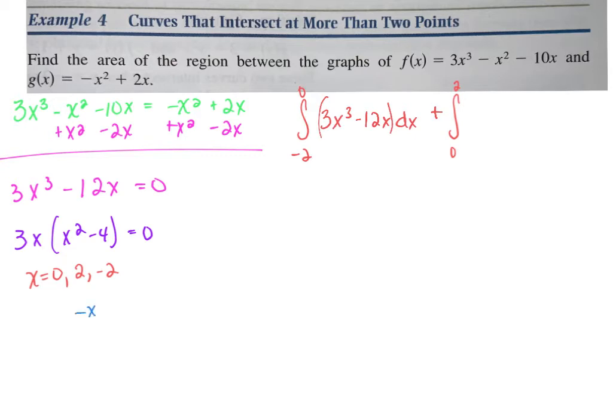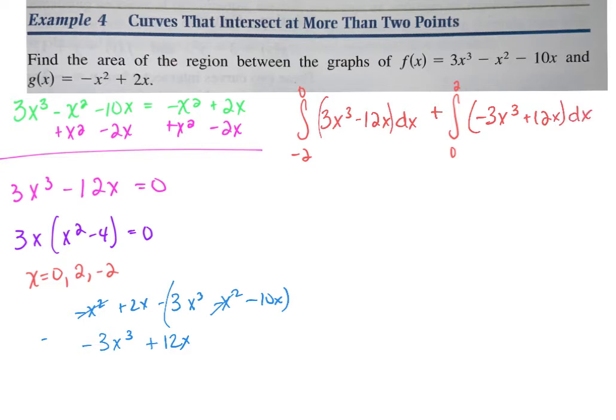If I do negative x squared plus 2x and I subtract the 3x cubed minus x squared minus 10x, I get basically the same thing, except it's reversed. I get negative 3x cubed. These still cancel. Negative x squared plus x squared basically is what happens. And then 2x minus a negative 10x is plus 12x, right? So you get the same thing, just reversed. Your signs are different. Does that make sense? And so this one's going to be negative 3x cubed plus 12x.